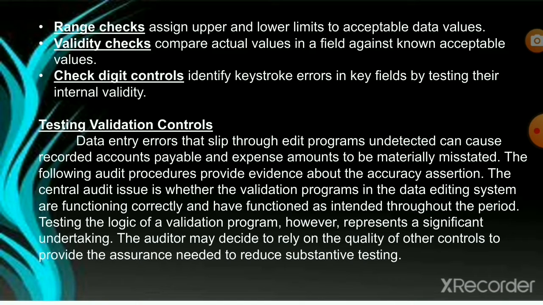Next is testing validation controls. Data entry errors that slip through edit programs undetected can cause recorded accounts payable and expense amounts to be materially misstated. The following audit procedures provide evidence about the accuracy assertions. The central audit issue is whether the validation programs in the data editing system are functioning correctly and have functioned as intended throughout the period.